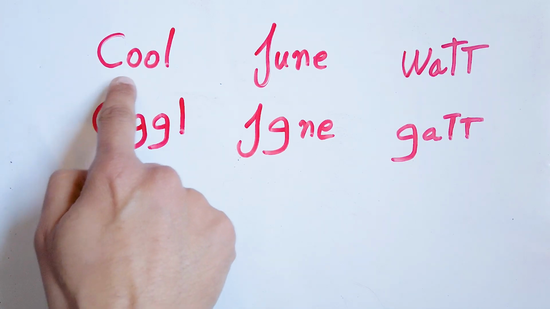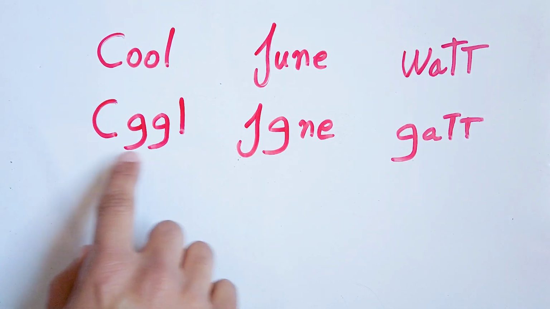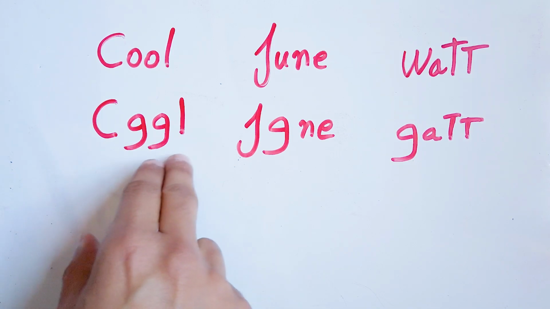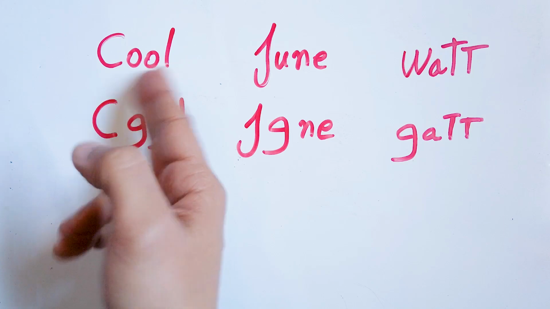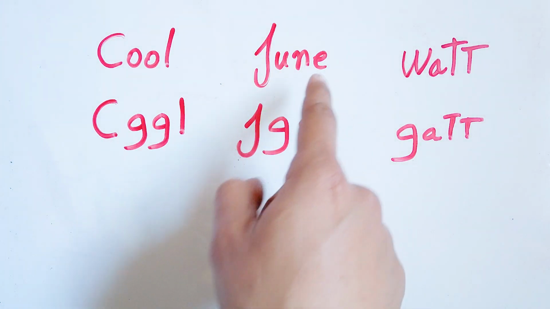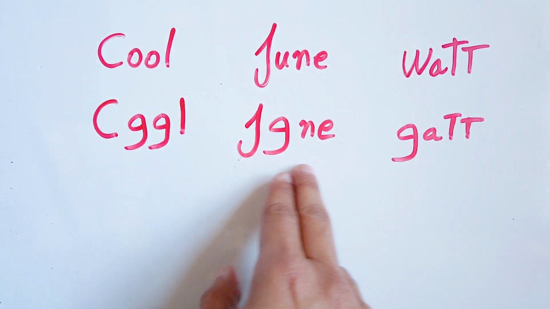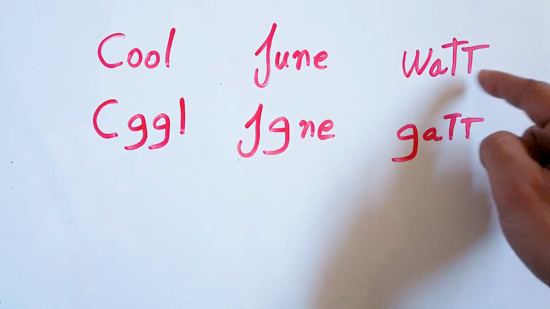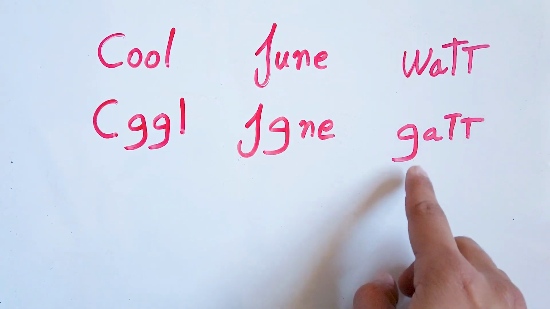Now after I substituted by this letter, it became cool. Pay attention. Cool. The sound is different a little bit. It's a little bit different from the sound of O. Okay. Here I have June. Here it became like June. Okay. And here we have what. It will be the same.